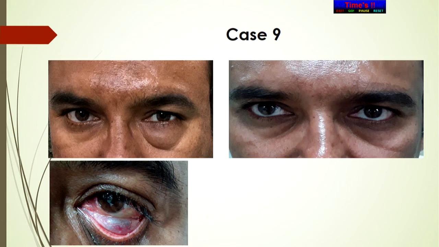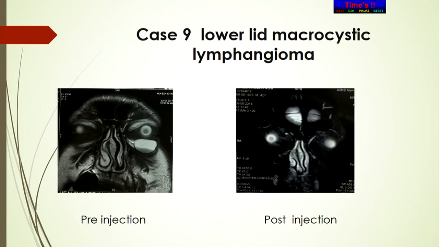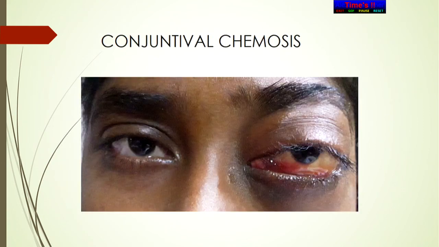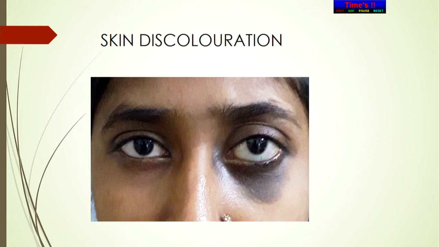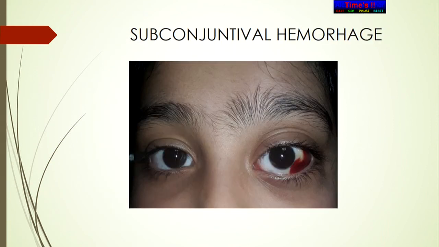This patient had a cyst in the lower eyelid, a preseptal cyst in the lower eyelid. So it's a little different from the previous cases. And you can see there are fluid levels there, which have now totally resolved. So there are few complications. You can have conjunctival chemosis, which is transient. Like I told you, if you give an injection superficially, or if it extravasates into the superficial compartment, it can cause a little skin discoloration and subconjunctival hemorrhage, which are all manageable.